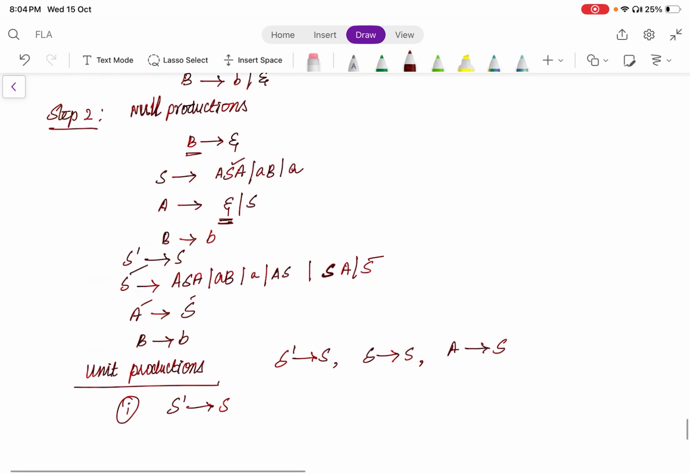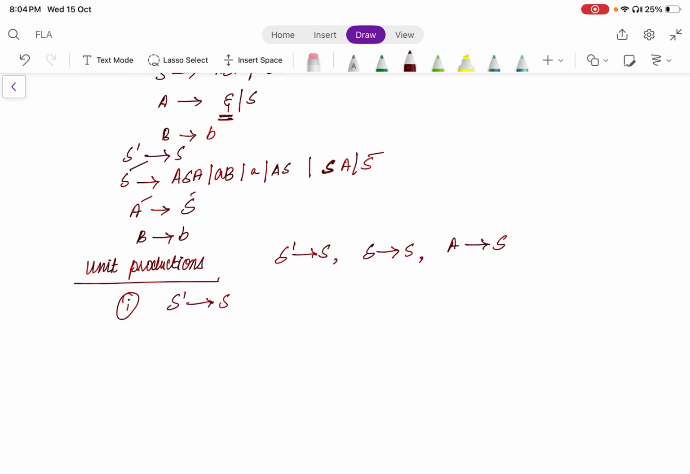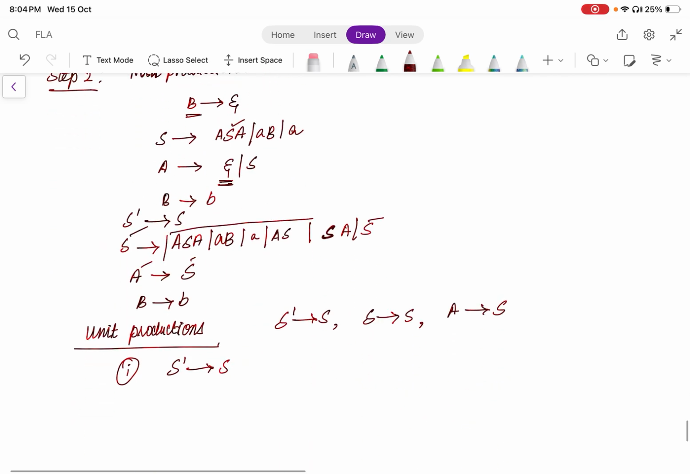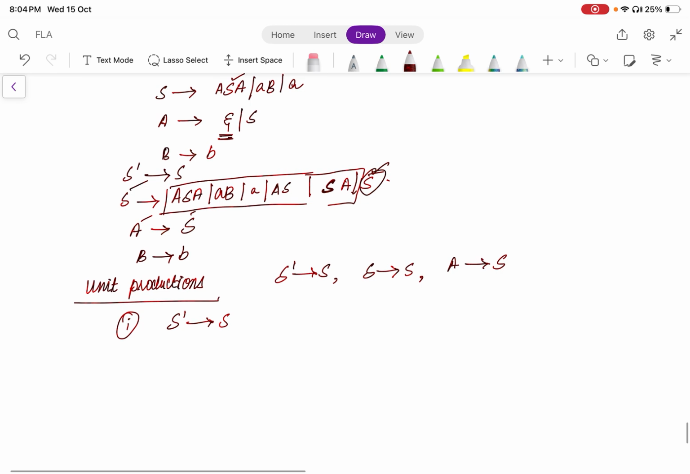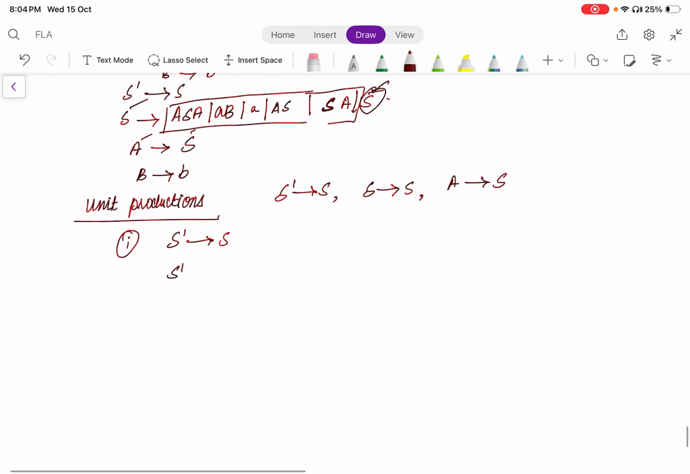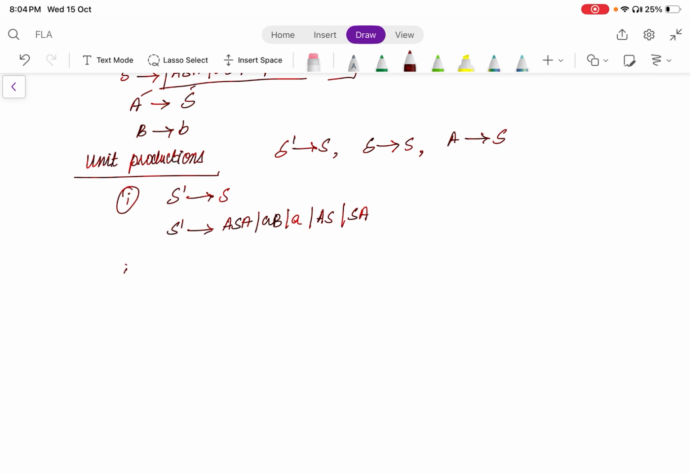How would you remove the unit production? You substitute all the values of S in S dash. What are the values of S? So these are the values of S. But you can substitute only till here, because if you substitute this, there will be a unit production again. So substitute the values of S till SA. Now your S dash will give you ASA, AB, AS, and SA. Okay, this is your new S dash production. Now remove what?